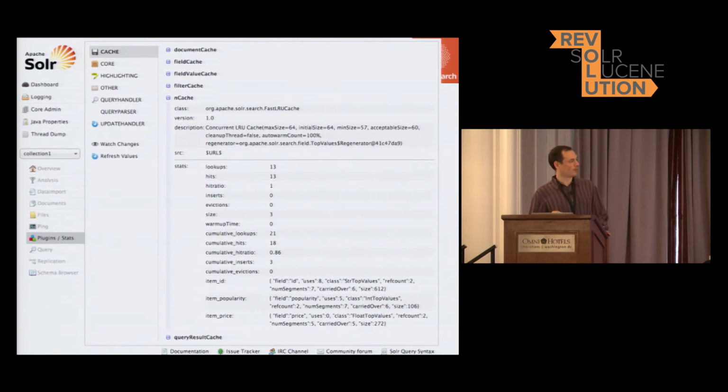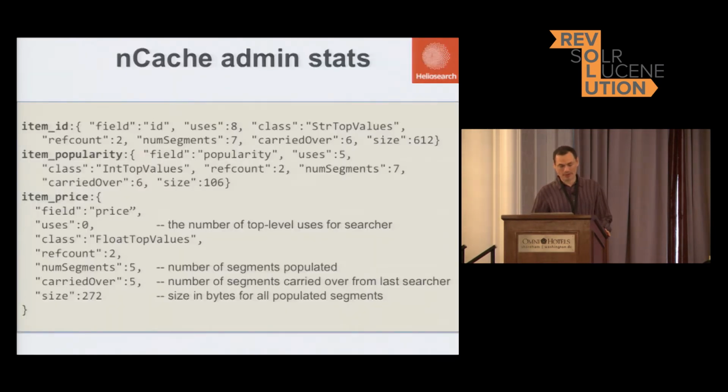This is what it looks like in the admin screen, and this is a blown-up version. It gives you some examples of the stats that you can see, such as the number of uses, the number of segments. It's a top-level view, but it's still a per-segment cache, so it's NRT friendly. And of course, size and bytes.